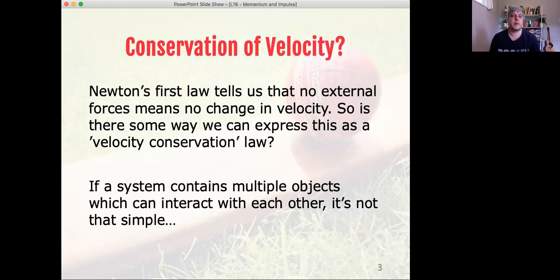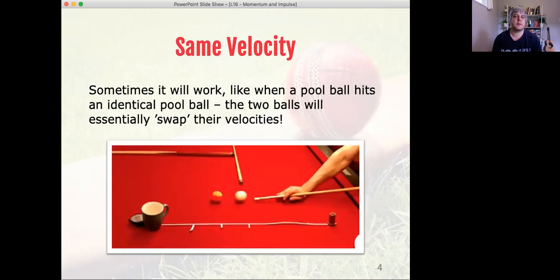So firstly, what is momentum? Do we have anything such as a conservation of velocity? Newton's first law tells us that if there are no external forces, then we have no change in velocity. So could we write this as saying that velocity is conserved somehow? If we have a system with multiple objects and the objects can interact with each other, then it's not quite that simple. When we've just got one object, Newton's law applies and we have a constant velocity, that's fine. But when we have multiple objects, we have to think a little bit more.